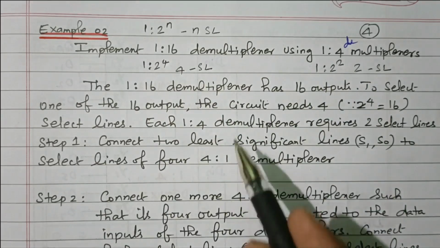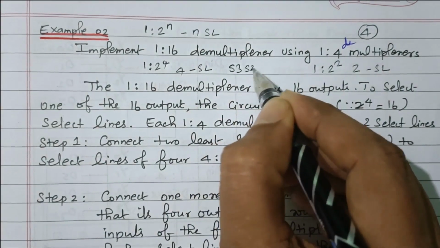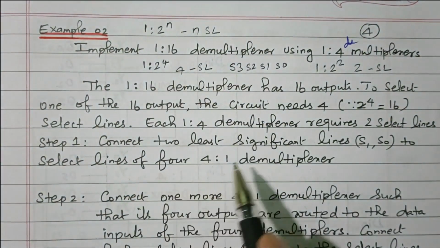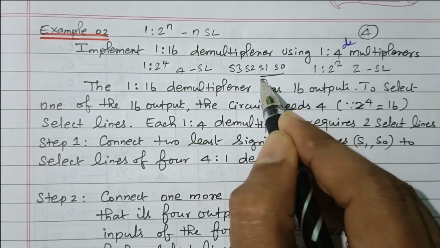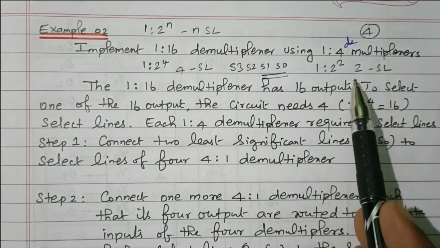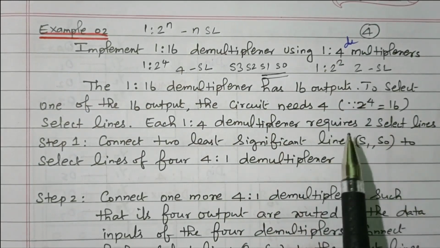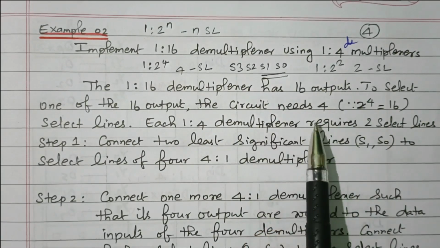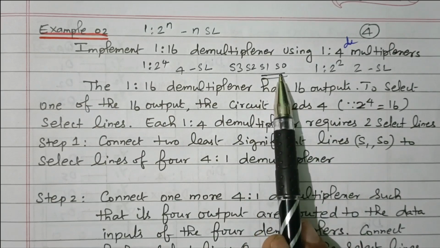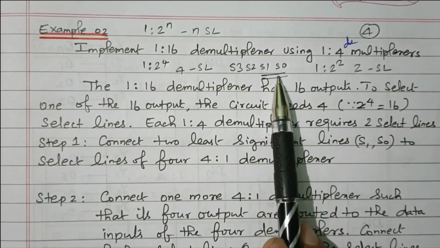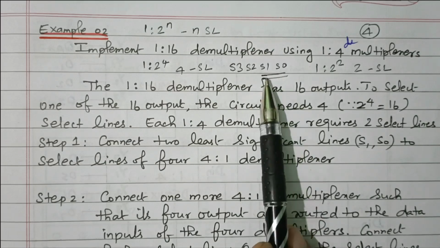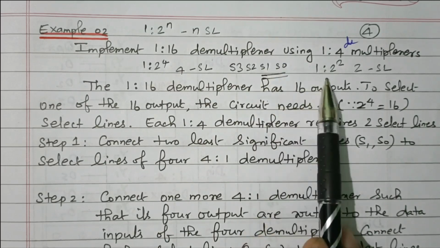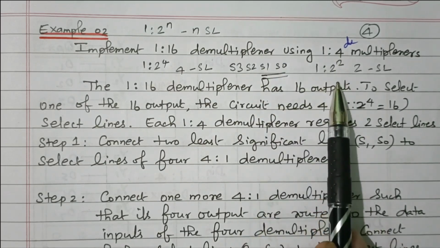So in this let us consider S3, S2, S1, S0. These are all the 4 selection lines in the 1:16 demultiplexer. In that, the least significant bits S1 and S0 are used as the selection lines of the 1:4 demultiplexers. For all 4 demultiplexers we can use S1 and S0 as selection lines, right? Suppose 0 0 means it will select the dmux 1, 0 1 means it will select dmux 2, 1 0 means dmux 3, 1 1 means dmux 4. So the selection lines will select any one dmux out of 4, right?